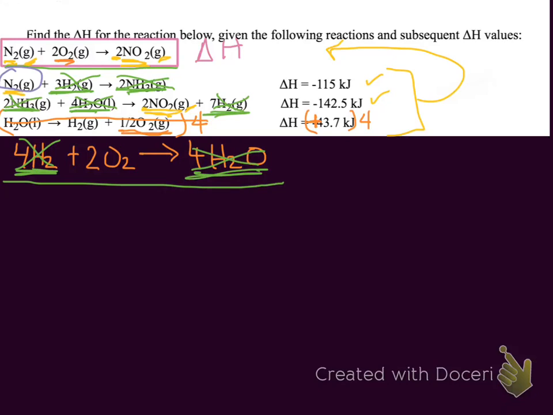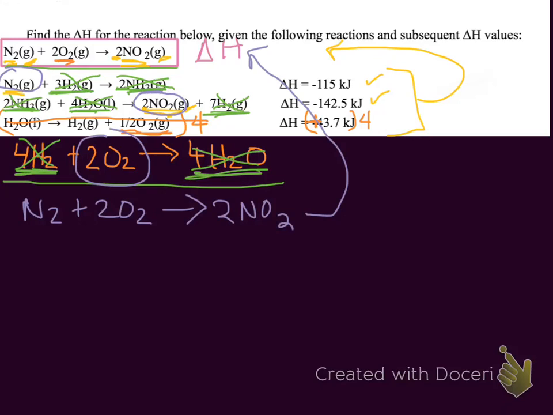So what we have left is N2, we want that. Okay, nothing left there. And O2, we want that. And O2, we want that. So when you add it up, you get N2, it's a gas, I'm not going to write that, plus 2O2, also a gas, gives us 2NO2, also a gas. And if we look, that's exactly what we had up here.